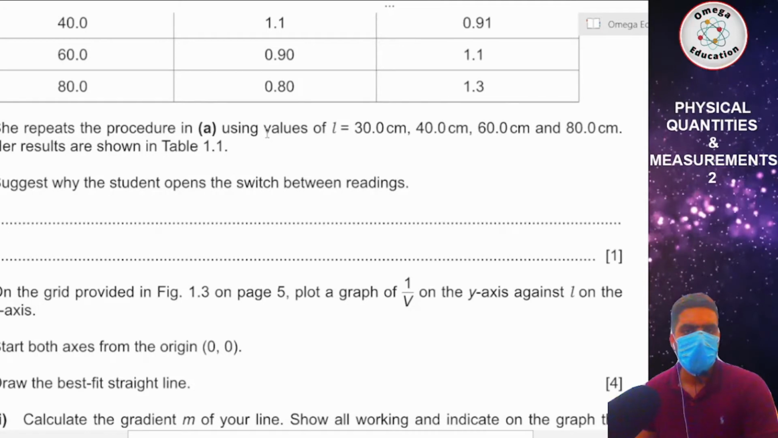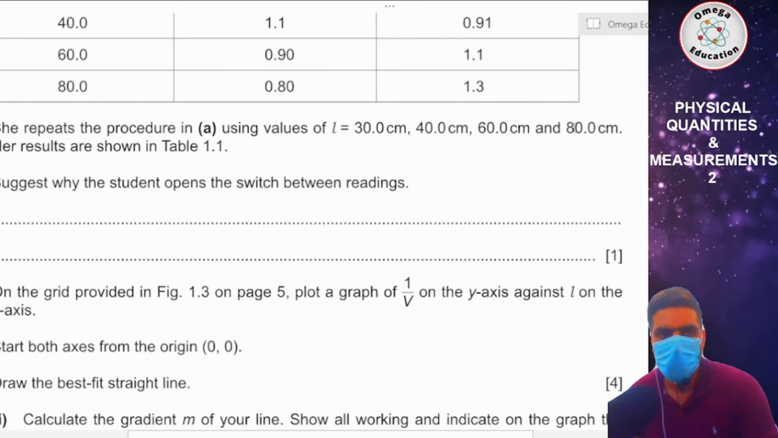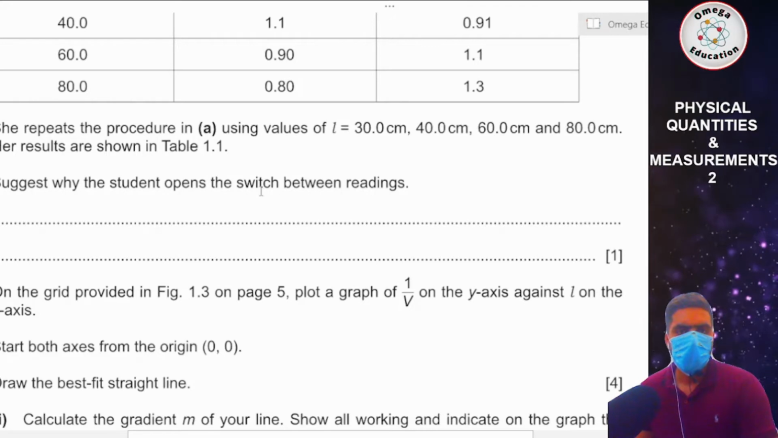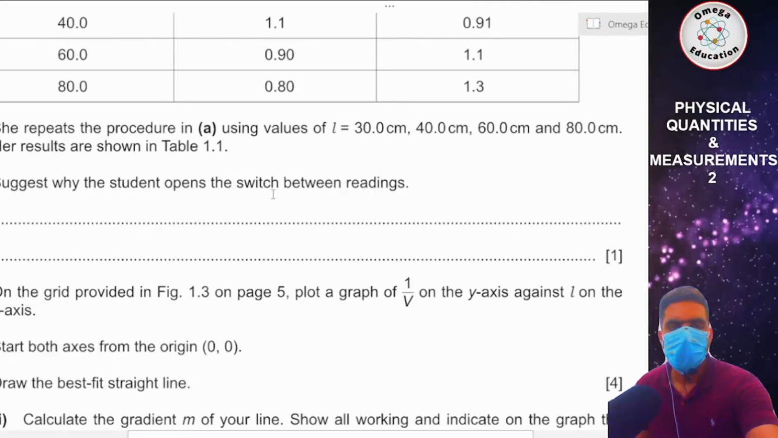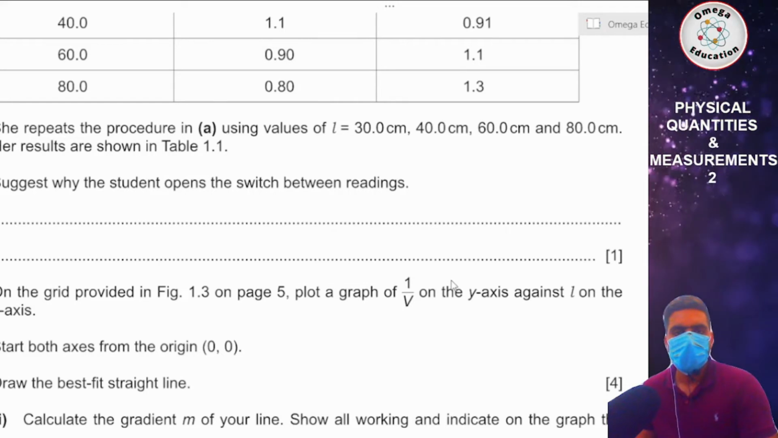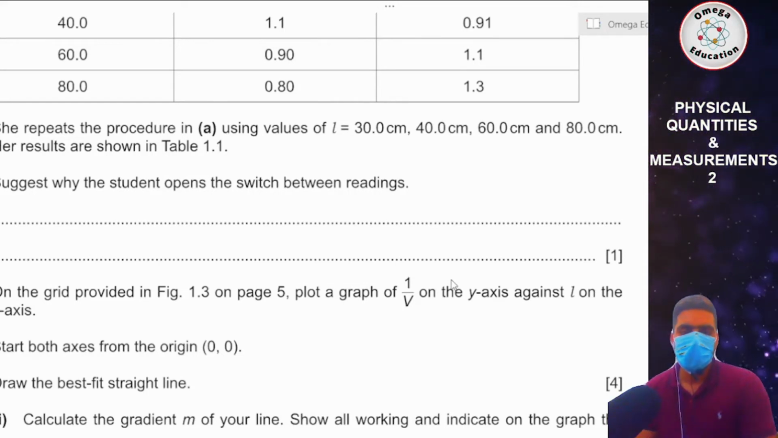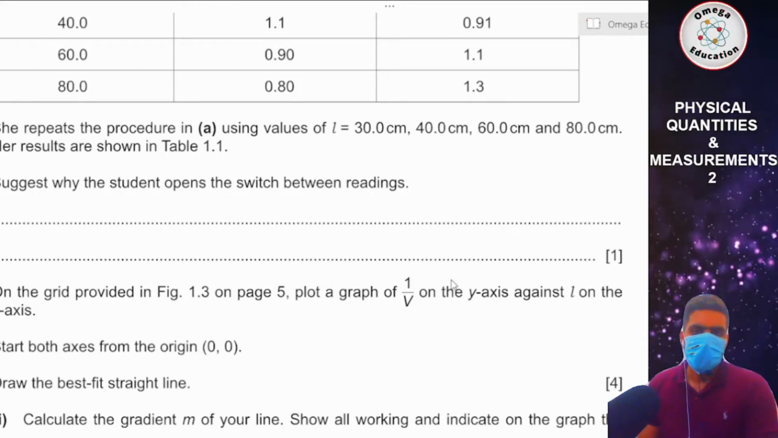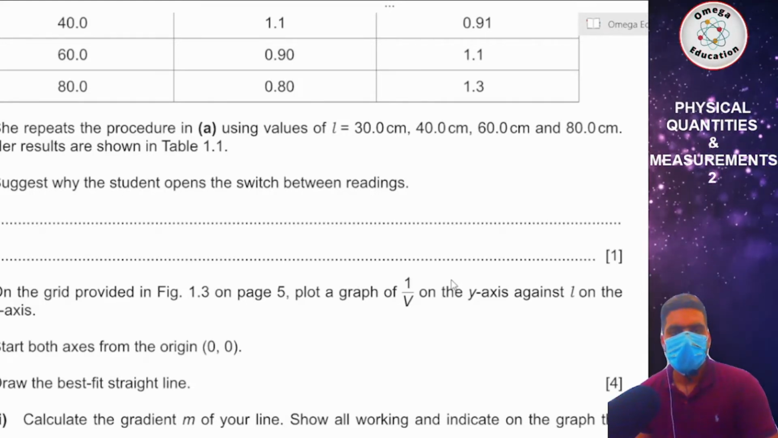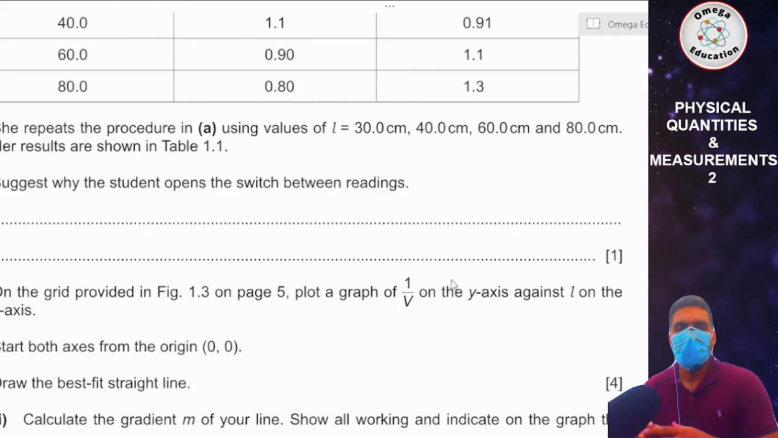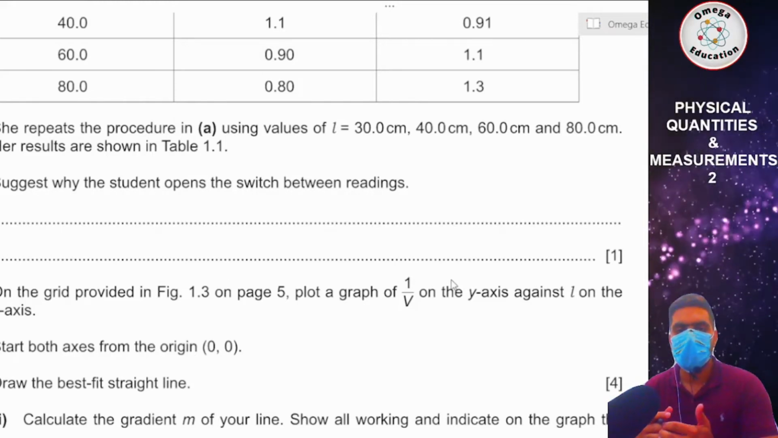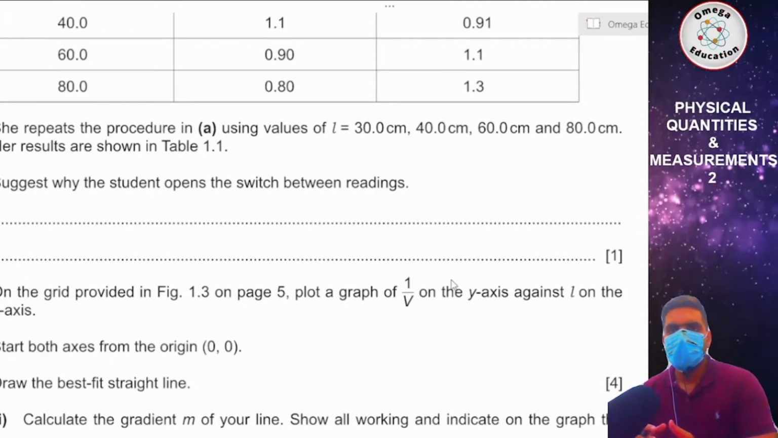She repeats the procedure in A using the values 30, 40, 60, and 80. Her results are shown in table 1.1. Suggest why the student opens the switch between the readings. So basically she's disconnecting the circuit after every reading. There's a very generic answer for any question related to circuits, when they ask why you need to keep the switch off, or open. When it's open, it means it's turned off.